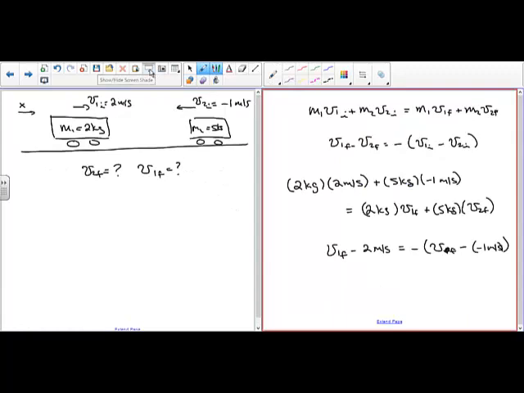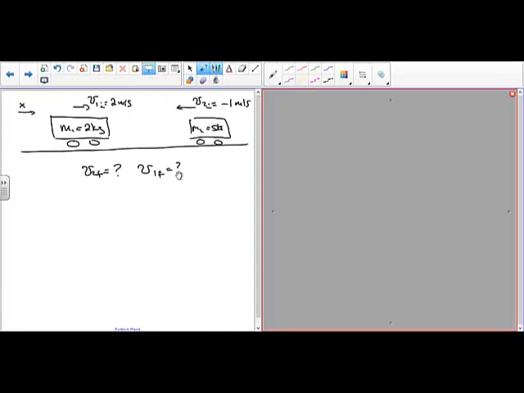Okay, so let's do a perfectly elastic collision. So this is my problem. I've got an object moving from left to right at 2 meters per second, of 2 kilograms. I've got a second object moving right to left at 1 meter per second, so it's negative, 5 kilograms. You just need to figure out what the final velocities are given those initial velocities.